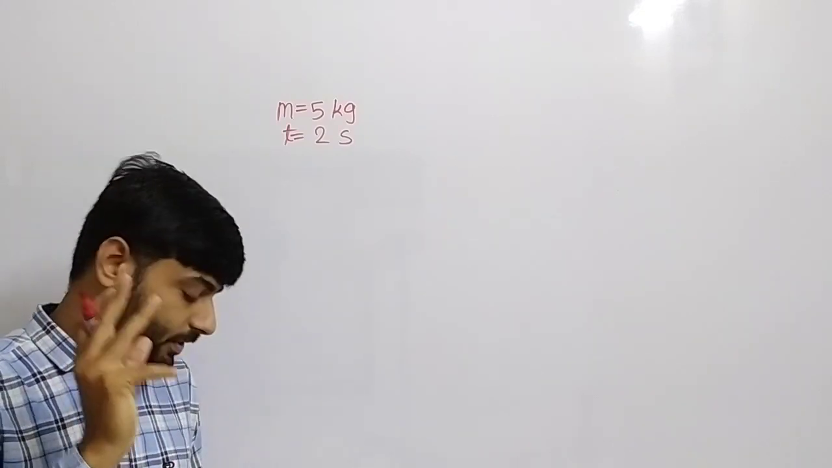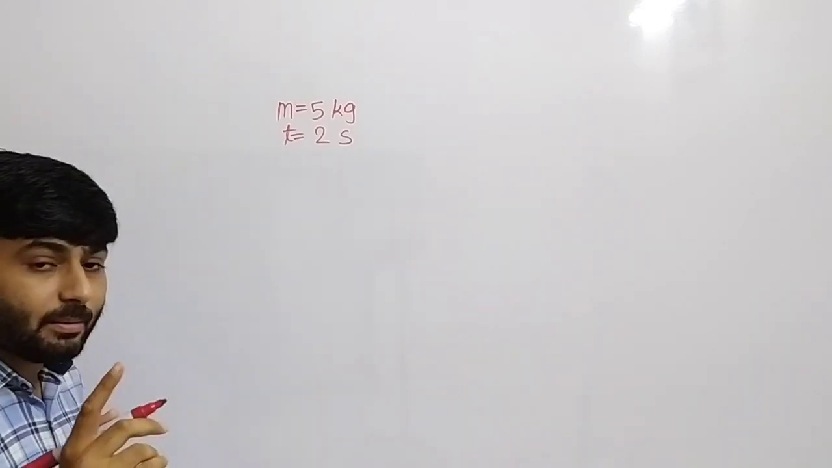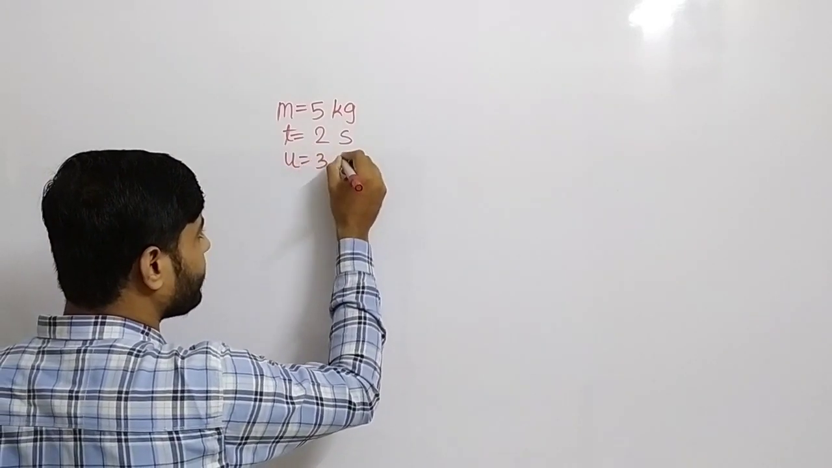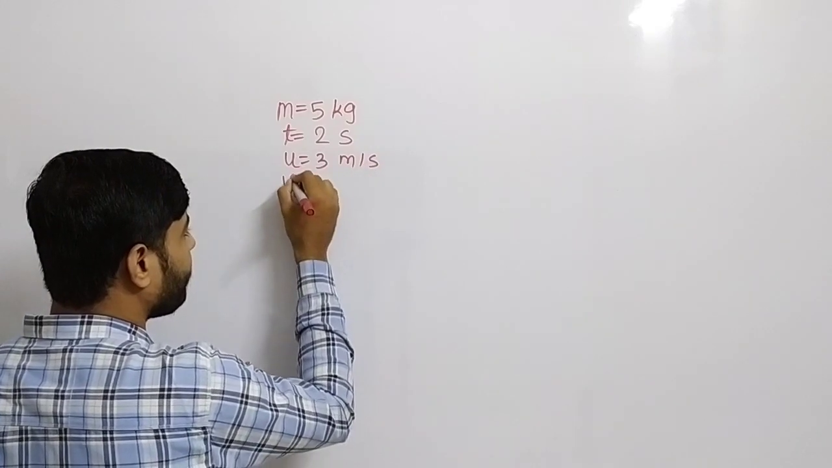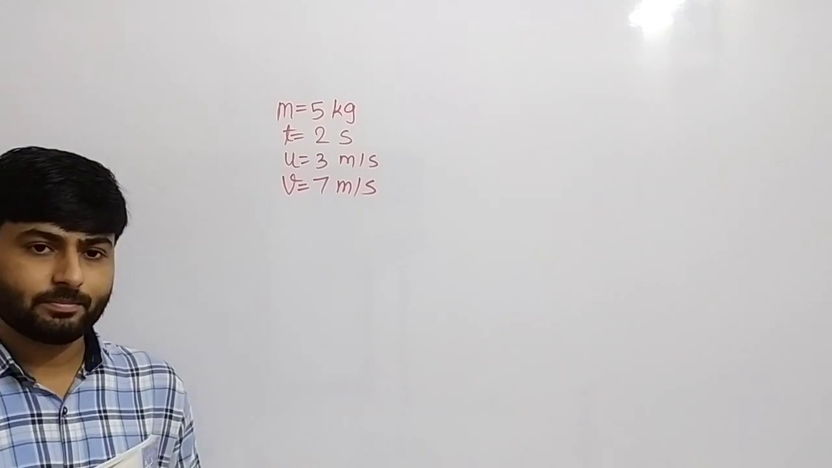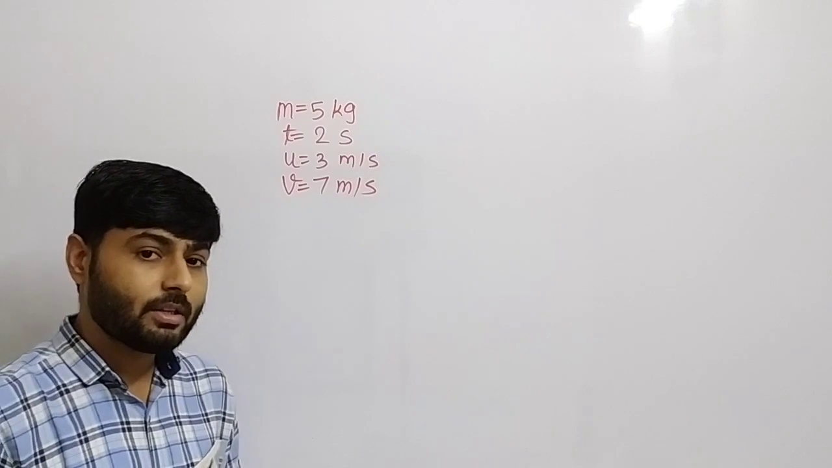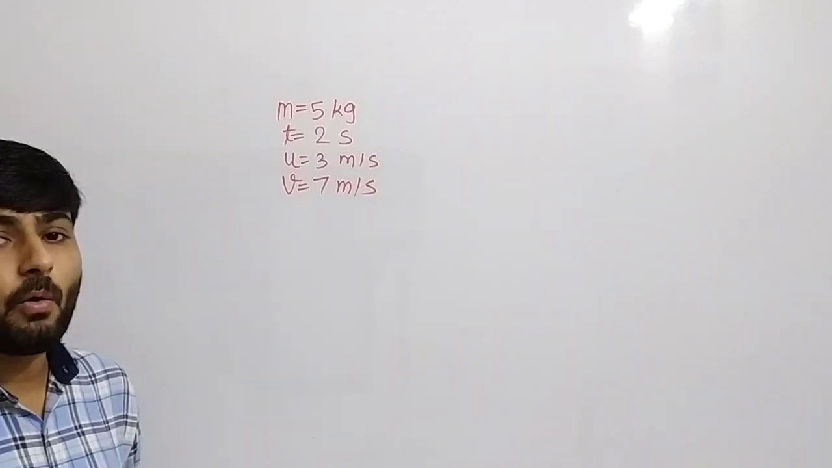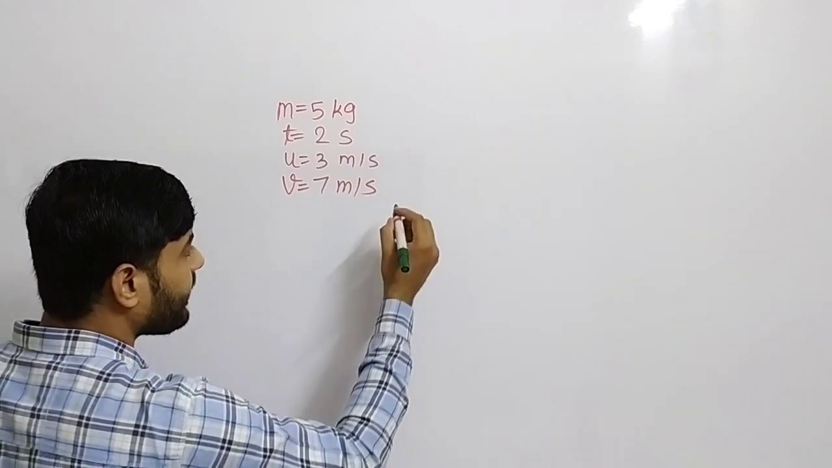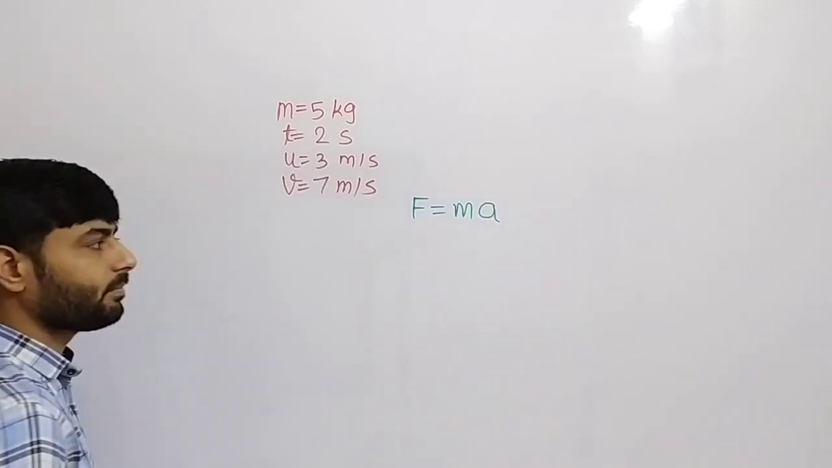Velocity increased from 3 meter per second to 7 meter per second. So 3 meter per second is the initial velocity, that is u is equal to 3 meter per second, and the final velocity is 7 meter per second. And we want to find force. Now remember the formula of force. We have only one formula of force, that is F is equal to ma.